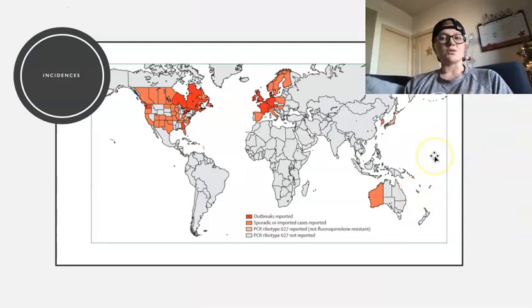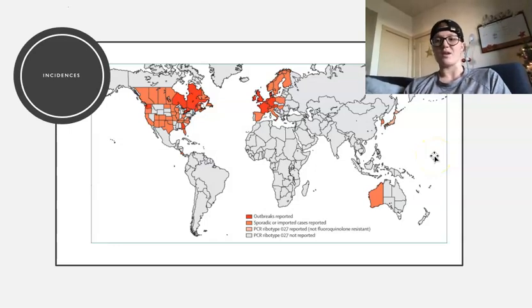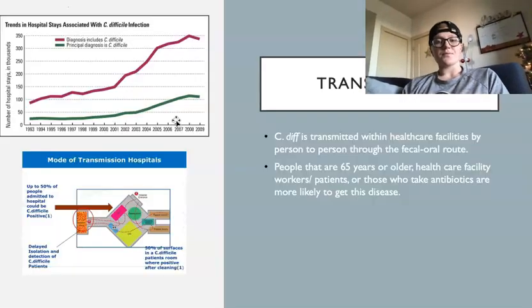C. diff is most found in high-income countries because they have a high economy to provide for good health care, which allows them to provide antibiotics that are related to C. diff. And there are more than 3 million cases of C. diff per year in the U.S. And as you can see right here, we are more susceptible to C. diff than anybody else because of the high income.